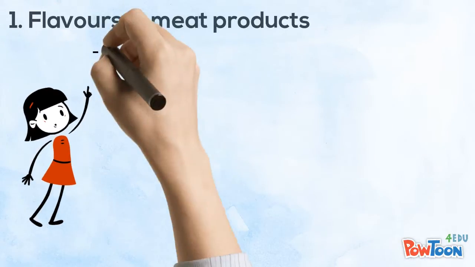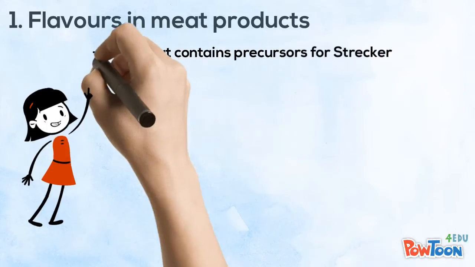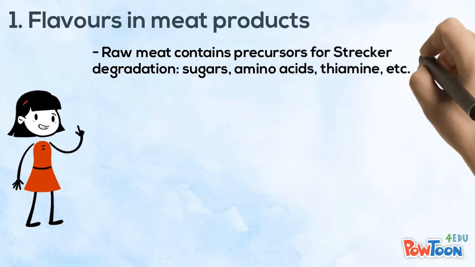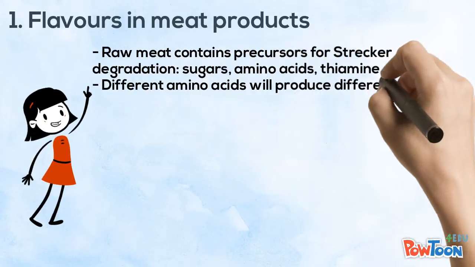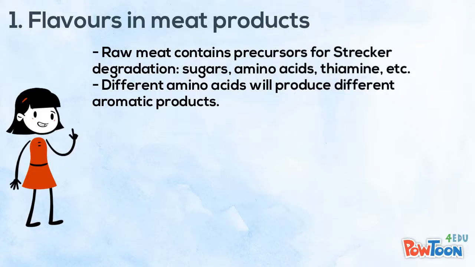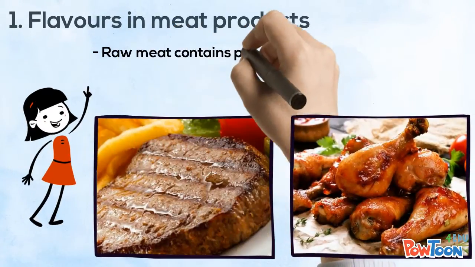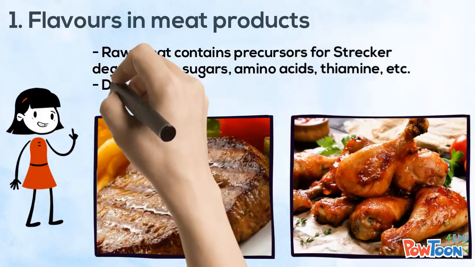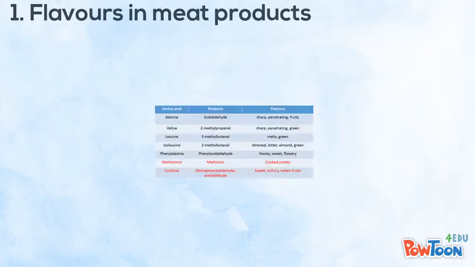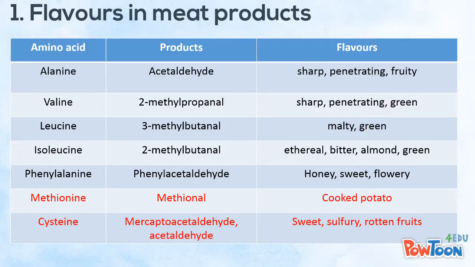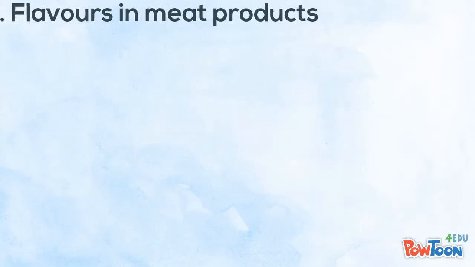Raw meat contains precursors for the formation of aromatic molecules such as sugars, amino acids, ascorbic acid, and thiamine. Via cooking, many reactions, including Strecker degradation, occur to form aromatic compounds. In Strecker degradation, different amino acids will produce different products. Common amino acids are alanine, valine, leucine, isoleucine, methionine, and cysteine, which form respective products including acetaldehyde, 2-methylpropanal, 3-methylbutanal, 2-methylbutanal, phenylacetaldehyde, methional, and mercaptoacetaldehyde with different aromas.